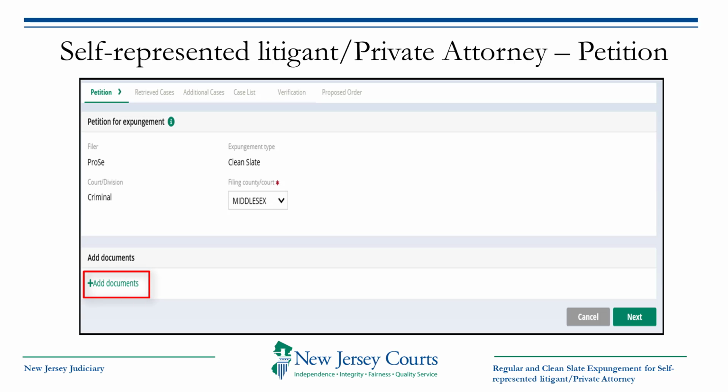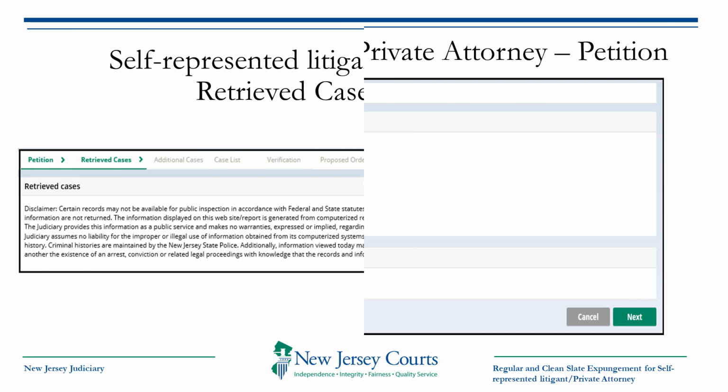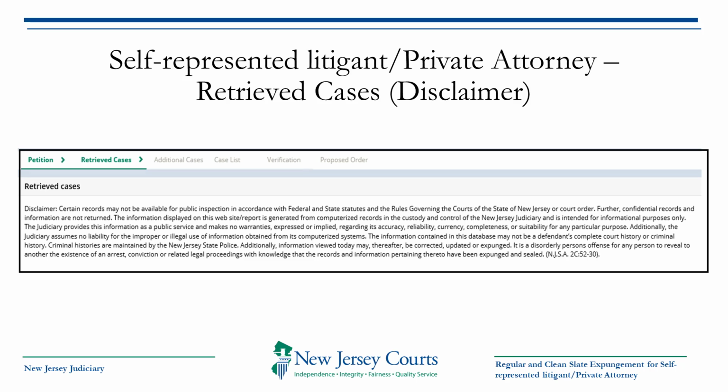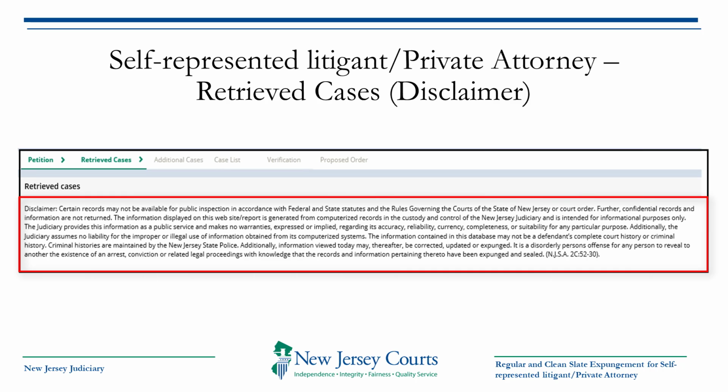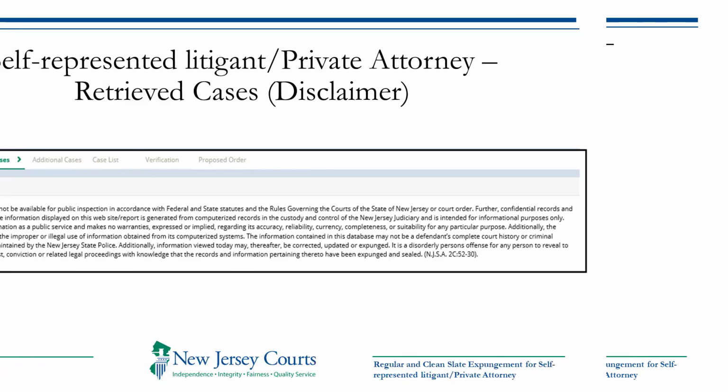The Add Documents link enables you to upload up to 5 PDF documents relevant to the expungement petition and is displayed at the bottom of all screens. Click Next. The Retrieve Cases screen displays the disclaimer. Please review the disclaimer section indicating that the system may not include a petitioner's full criminal history and that a petitioner may still need to acquire this information separately.